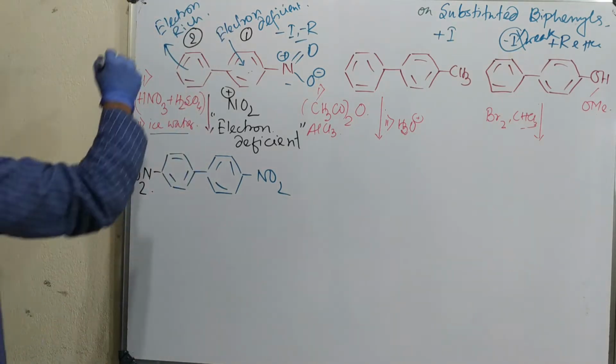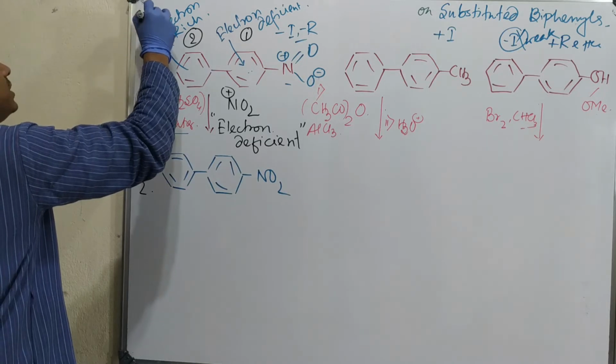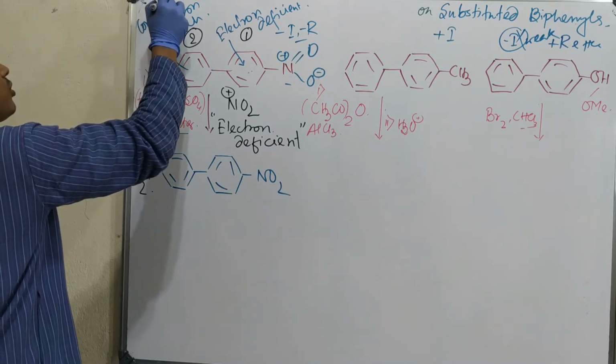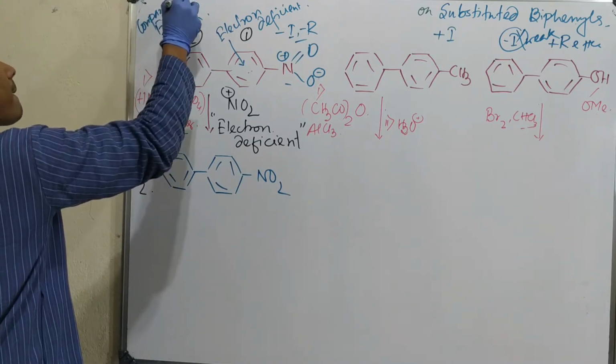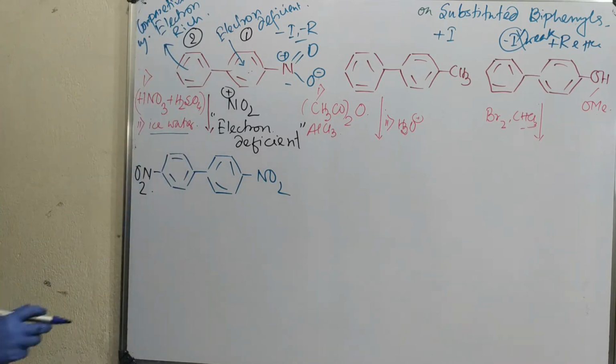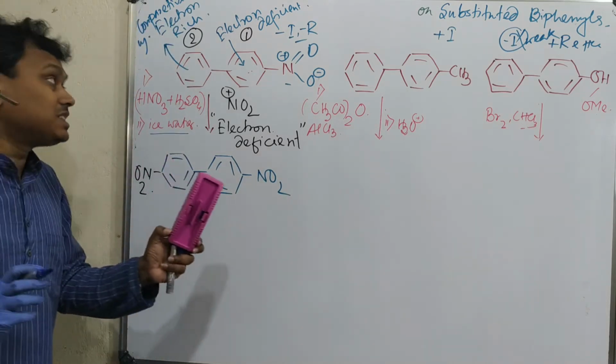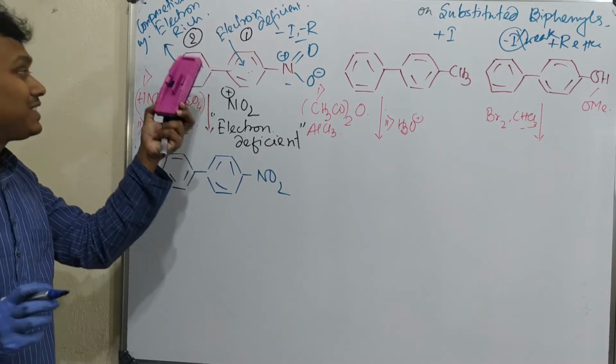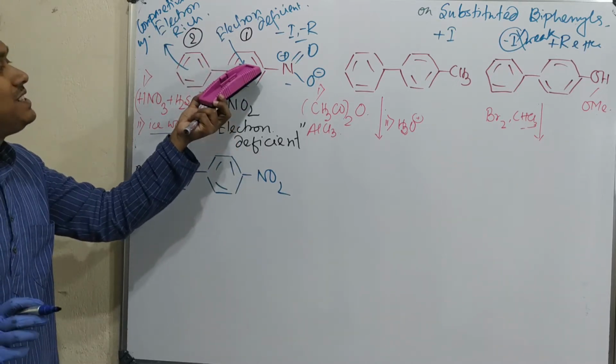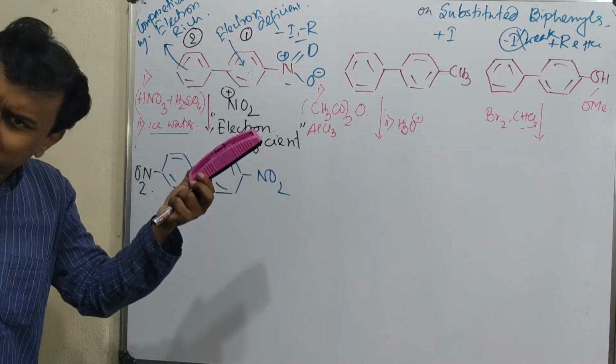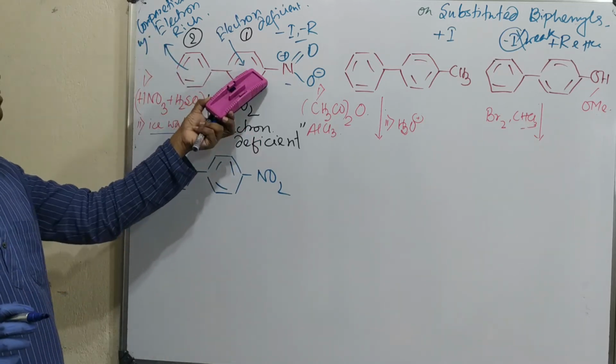We should write comparatively. Comparatively electron rich. So please don't make this mistake. Don't say this is electron rich. This is not electron rich compared to biphenyl, because it is electron deficient, so definitely it will be electron deficient. Okay. So comparatively electron rich compared to ring number 1.